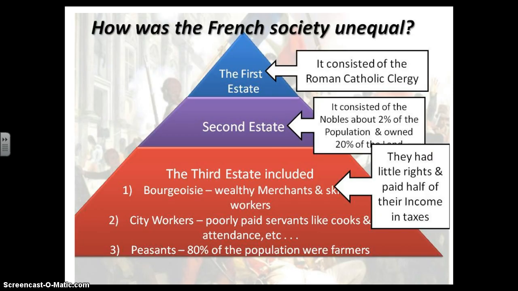This is one visual that helps you see the social structure in France and the hierarchy that existed, because the top of the hierarchy is the first estate, or the clergy, followed by the second estate, and then all of those individuals that are comprised in the third estate.